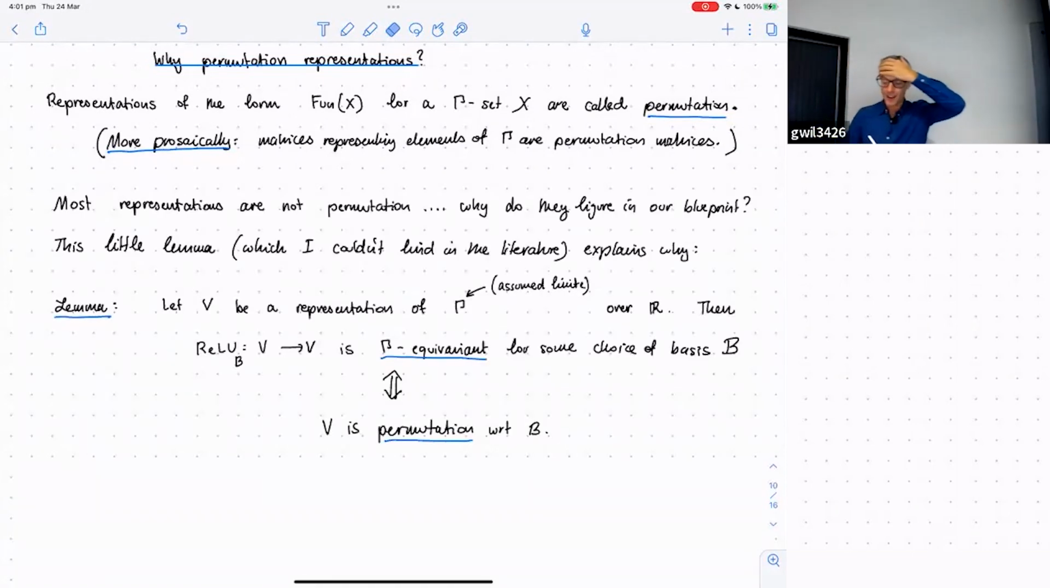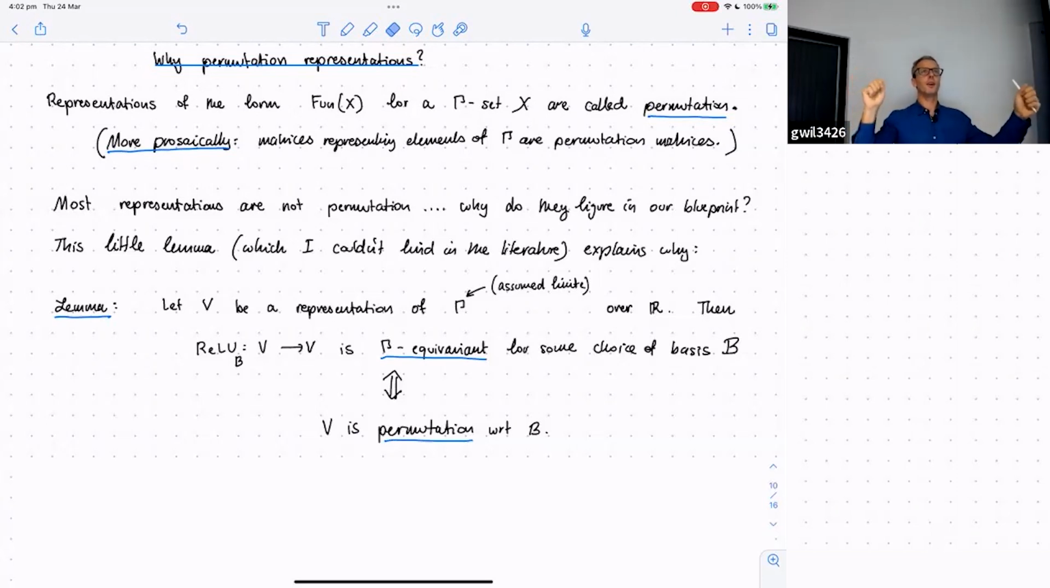So I found this charming little lemma, which I didn't find in the literature: if you have a representation of gamma, which is assumed finite, I'm not quite sure what the analog of this for a Lie group is. Then once we have V, we can choose a basis for it. And once we have a basis, we can ask, is ReLU gamma equivariant? Remember, ReLU takes our vector, which now that we have a basis is just a sequence of real numbers. The ones that are negative it sets to zero, and the ones that are positive it keeps. So is this gamma equivariant?